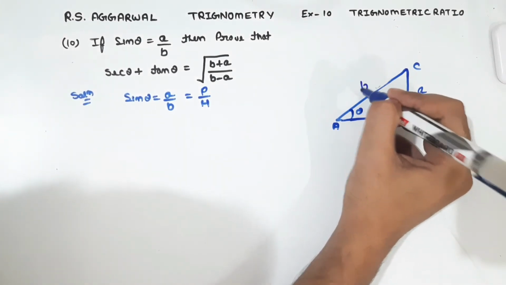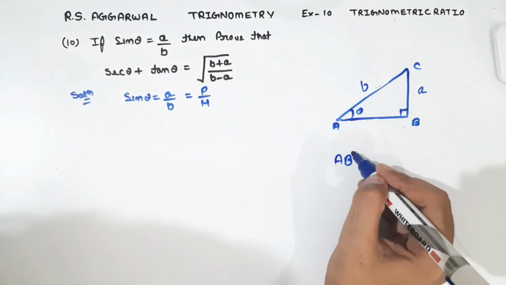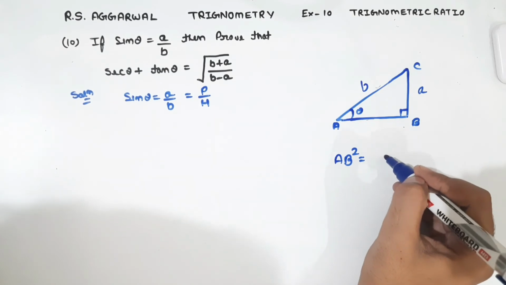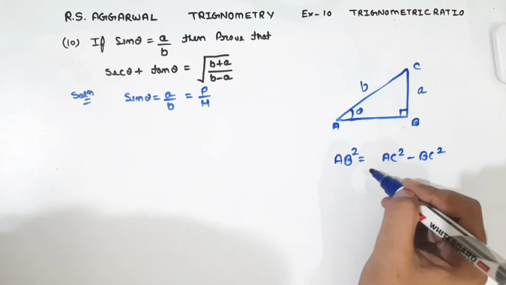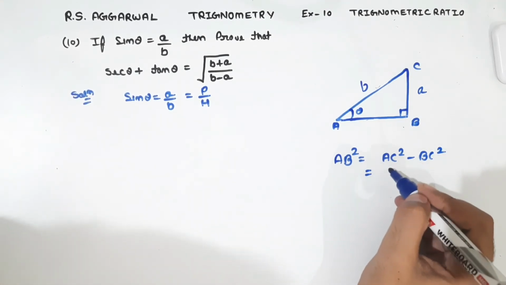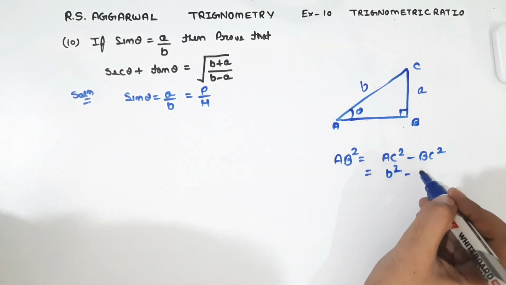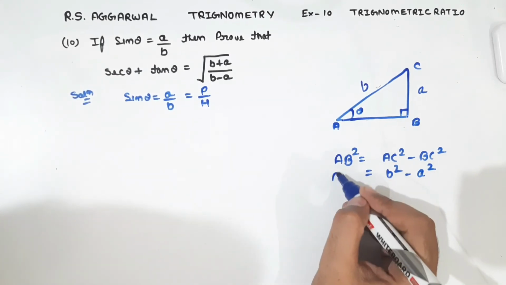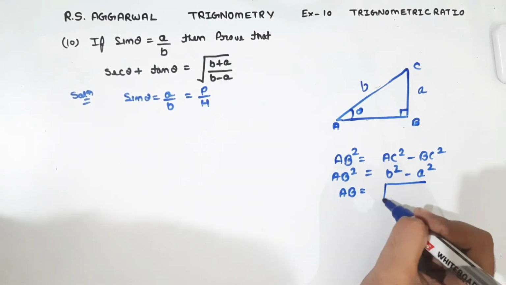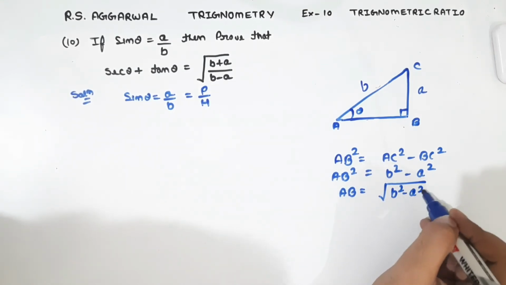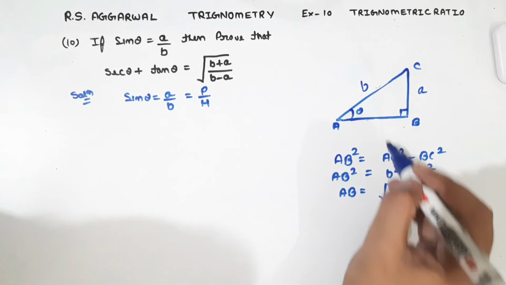and hypotenuse will be AC, that is B. So our base AB square will be AC square minus BC square. So AC is B, so B square, and BC is A, that means A square, that is AB square. So from here AB will be under root B square minus A square. So this is our base.